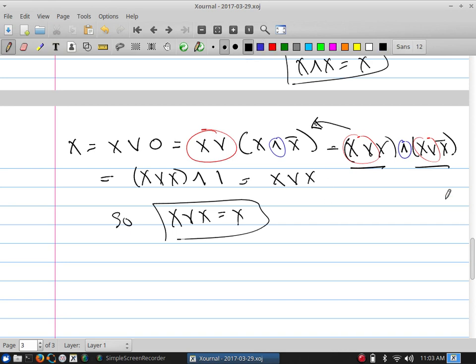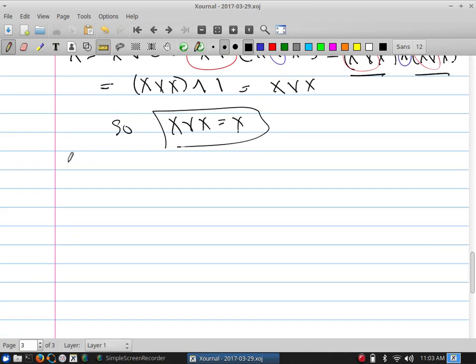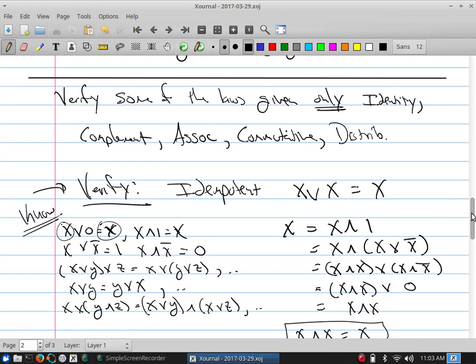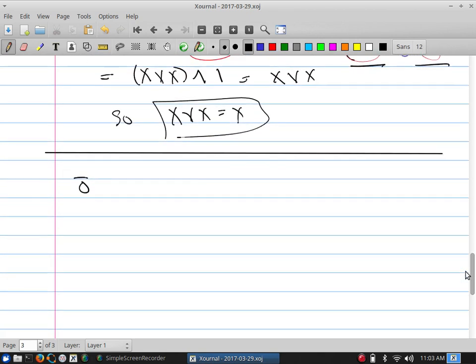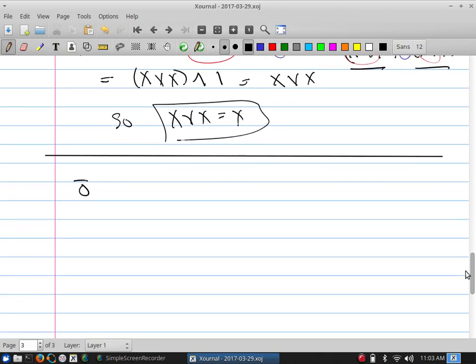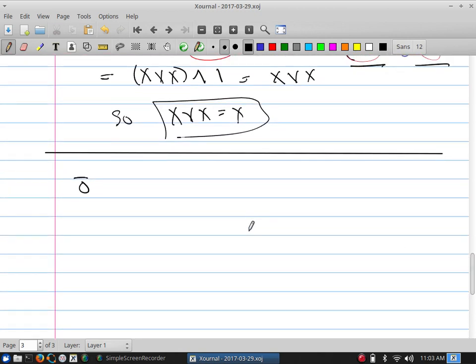Let's try another one. What is zero's complement? How do you know that? Because guess what? Under Boolean algebra, you only have the identity, complement, associative, commutative, and distributive. Zero's complement is not one until you can show it. Okay. Well, zero has two objects in our system. We only have two objects in our system. Zero and one. Why can't it be itself? Because it's not. But why?